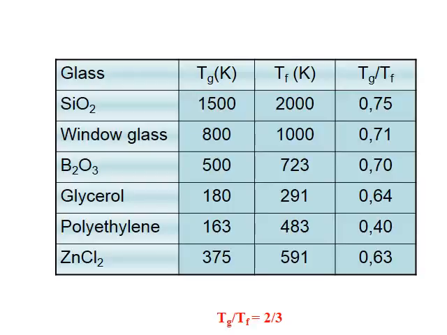In this table, you have some values for Tg and Tf for some glass formers. The ratio Tg over Tm is usually used to classify glass formers. It's experimentally observed that this ratio falls in the range of 2/3 for good glass formers.